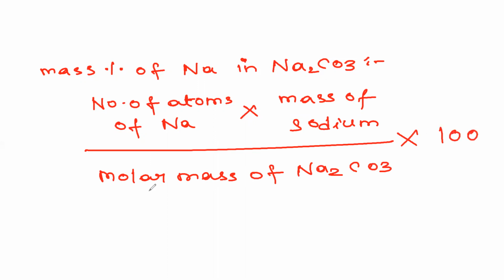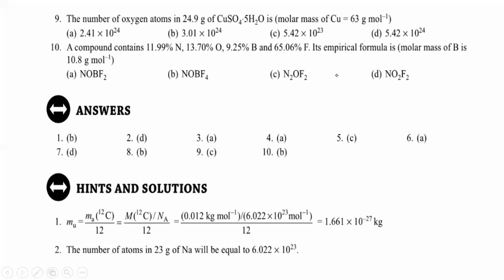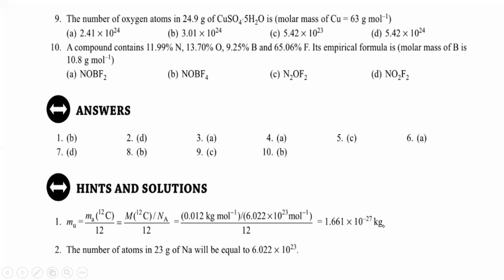So the number of atoms of sodium is 2. 2 into the mass of sodium, which is 23, by the molar mass of sodium carbonate, which is 106. So if you substitute all the values, you'll get 106 into 100. Then you'll get the answer. In this way, you'll find the answer. So the option for this answer is question number 7, D option. So question number 7 is 43.40%.